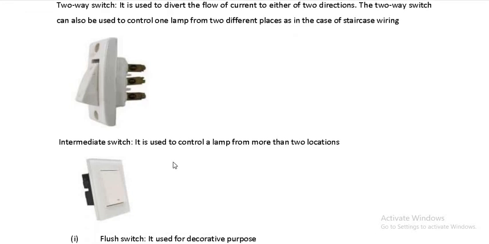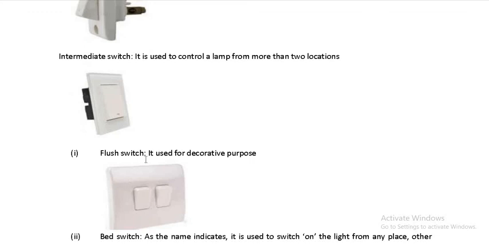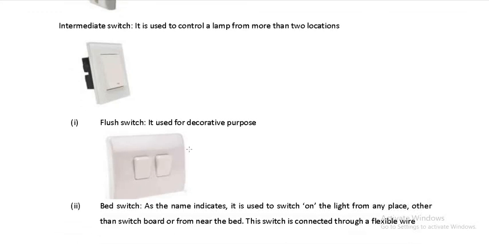And the last one is the intermediate switch. This again is used when we have to operate an application from more than two locations. That is why it is called an intermediate switch. Another one is the flush switch. Actually, this is just an aesthetic one. It is not of much use, it is just for decorative purposes.